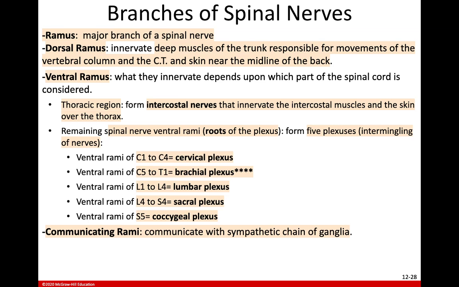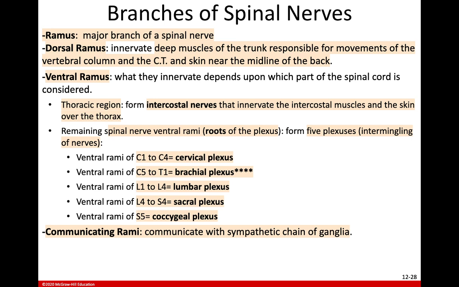Okay, when we look at these nerves, they branch. These spinal nerves branch into rami. A ramus is a major branch of a spinal nerve. So a ramus is a branch, and the plural is rami. We have the dorsal ramus and a ventral ramus. The dorsal rami are going to be innervating deep muscles of the trunk of your body, allowing you to move your vertebral column and the trunk, and also the connective tissue and skin near the midline of the back. So the dorsal rami are more about innervating deep muscles of the trunk as well as connective tissue and skin. The ventral rami are variable.